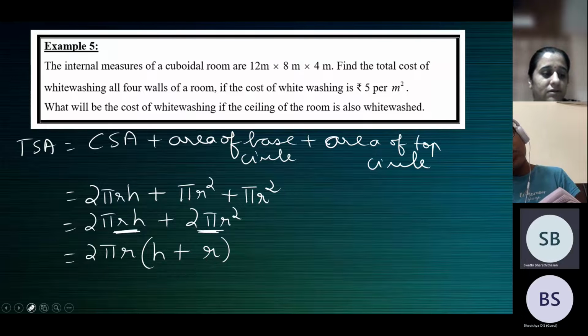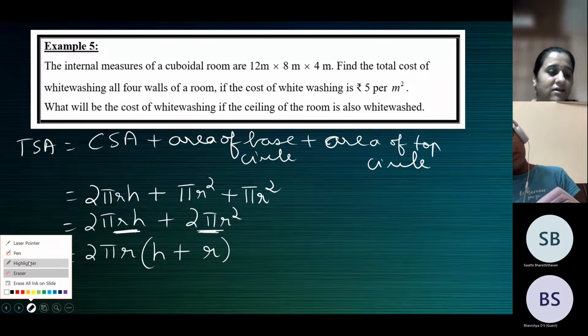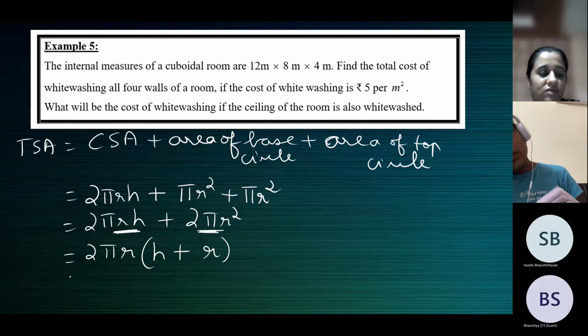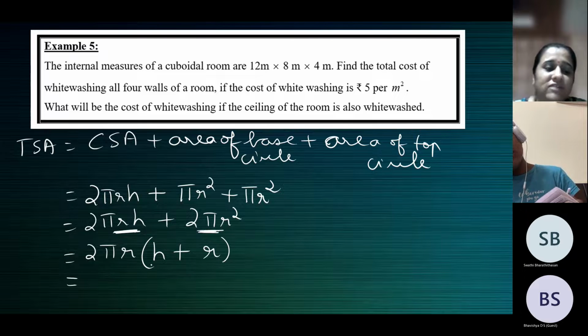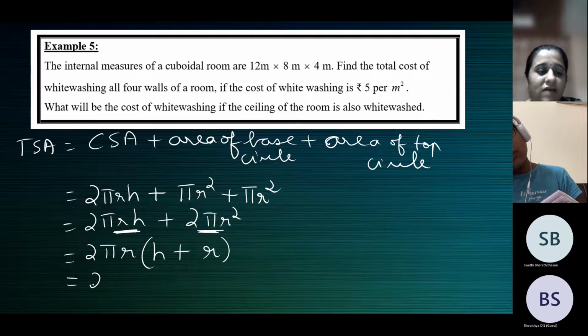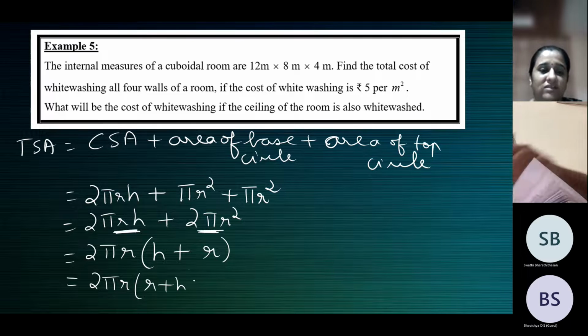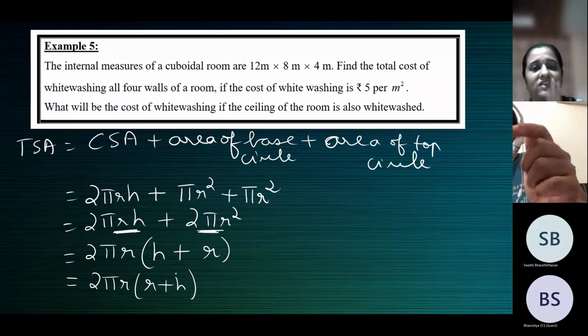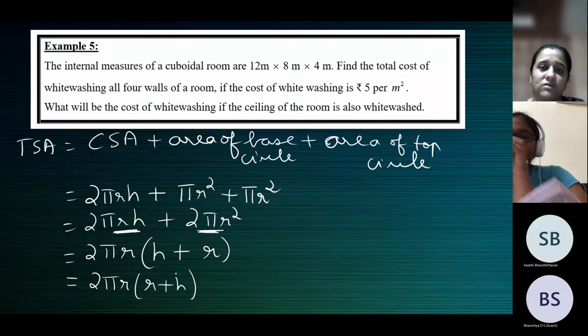And then square units, area, no? So you can also write 2 pi r into h plus r. I'm used to saying 2 pi r into r plus h. So you can write h plus r as r plus h also.